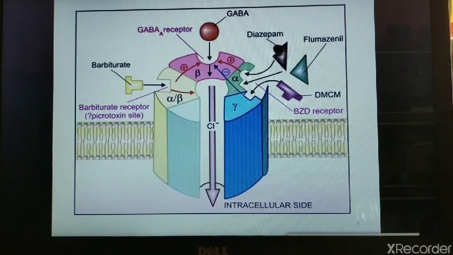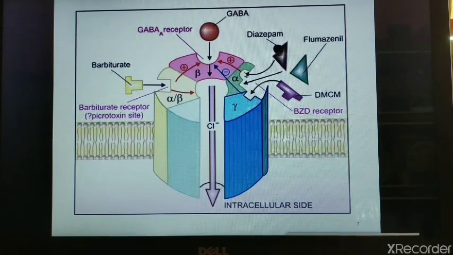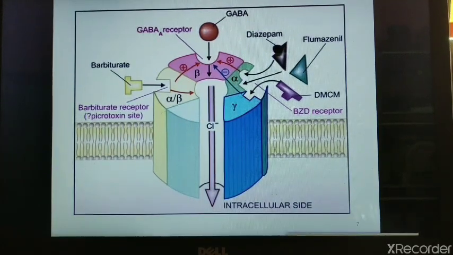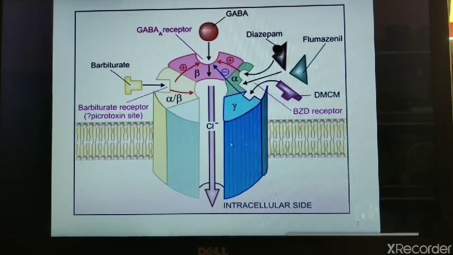So this is the picture of the GABA A receptor, and in this we can see that this is the alpha gamma interface, and this is called the BZD, that is, the benzodiazepine receptor area, where it binds. And binding to this alpha gamma interface, it increases the opening of chloride channels, and thus chloride influxes into the intracellular side of the membrane, causing CNS depression.